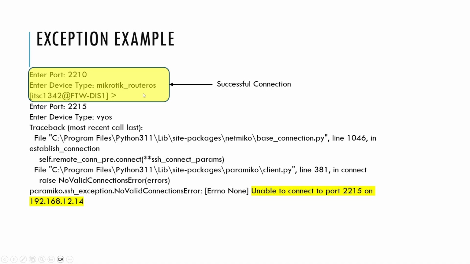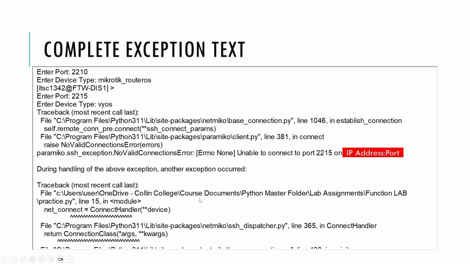So here's an example. Up here at the top you see our code executing successfully. We retrieved a prompt from a program, but let's say we put the wrong port number in. Now we're going to get some type of error and our program crashes. So we want to stop that. We want to tell our code what to do.